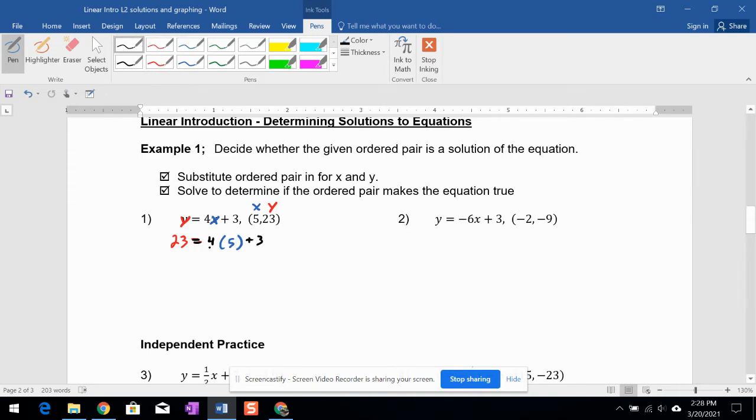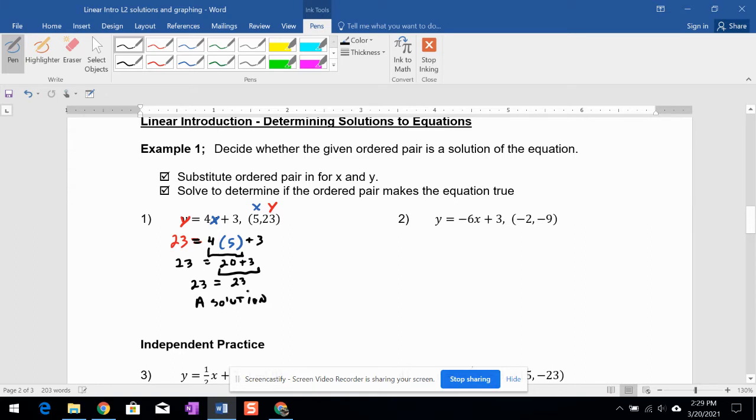And now it's just a matter of following order of operations. So let's continue to do that where necessary on the right side of the equation. So I can see that 4 times 5 is 20 plus 3. We will see if that is equal to the 23 substituted and isolated on the left-hand side. Continue. 20 plus 3 is 23 on the right, is equal to 23 on the left. So the fact that we have a balance or an equal outcome proves that the ordered pair is a solution.